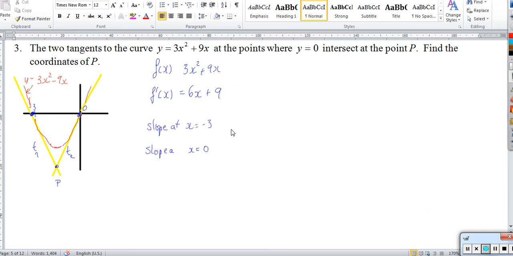Okay, sorry for the interruption here. I had to rewrite this on the left to have a bit more space.